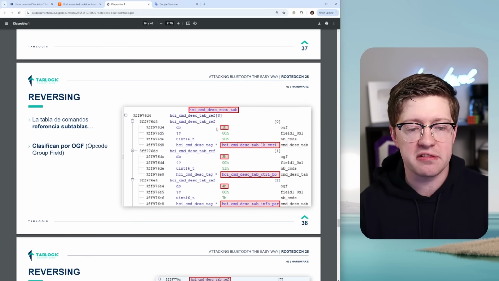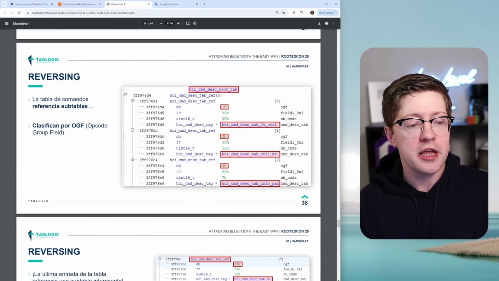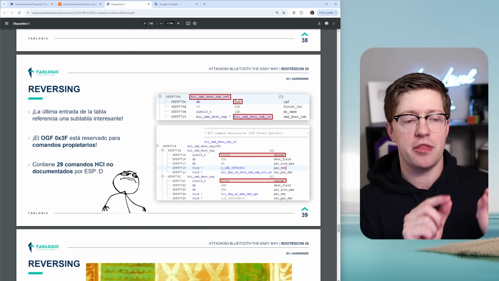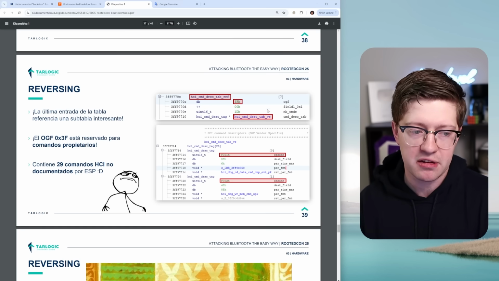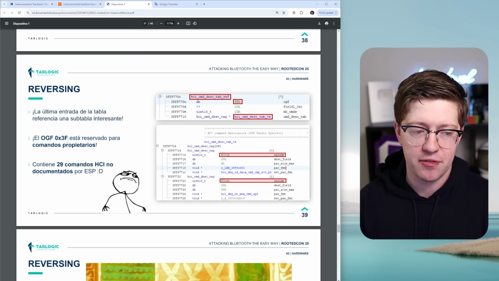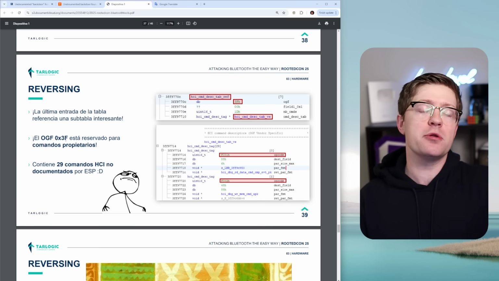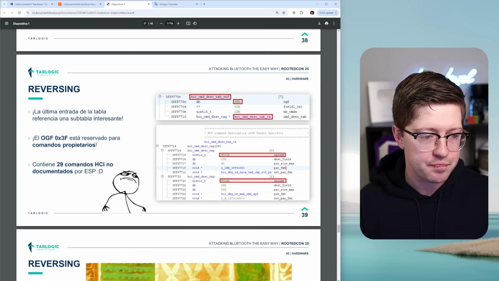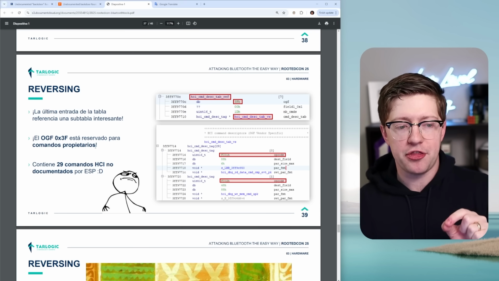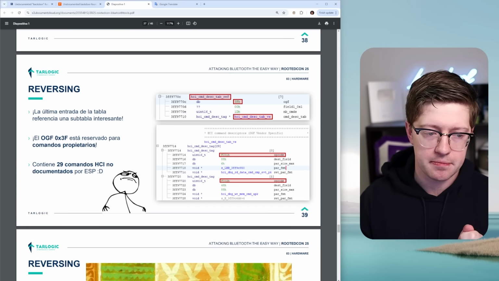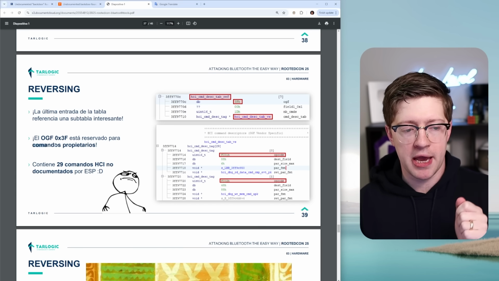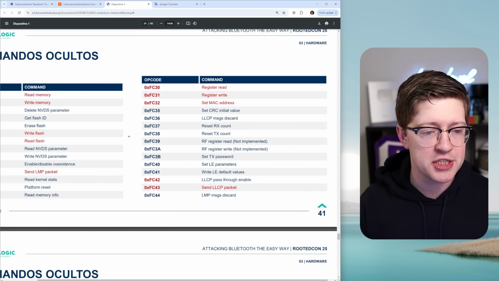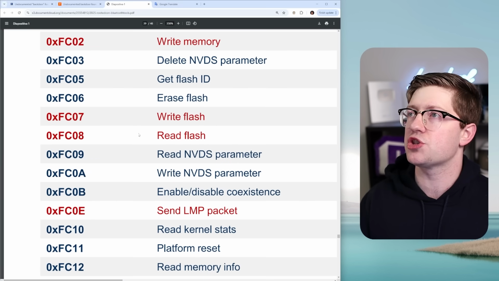And so what they're doing here is they're showing you that there are commands registered for the Bluetooth handler, for the HCI, the host controller interface, for opcode 3F. Now, opcode 3F, per the Bluetooth spec, is registered for proprietary commands. And they're freaked out that these commands are not documented. Okay? So commands that are proprietary, they're not documented. And so eventually they figure out 29 commands. I don't know if you can see all of these, I'll show them to you.